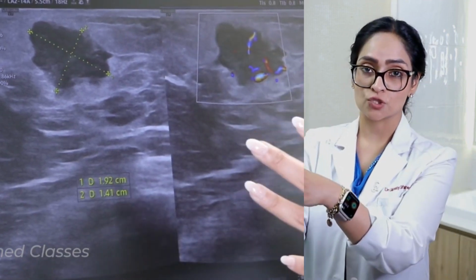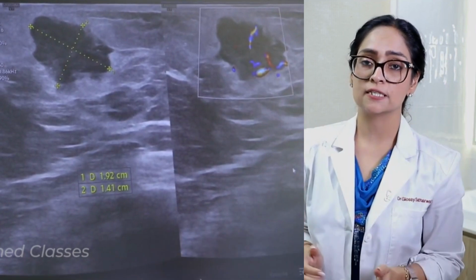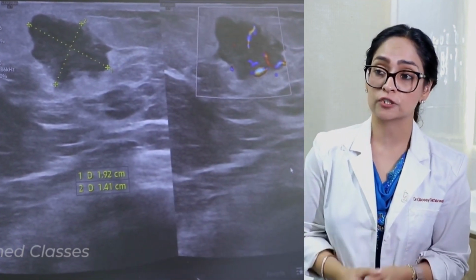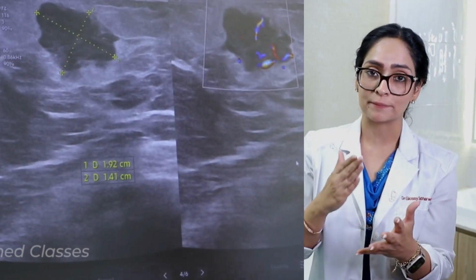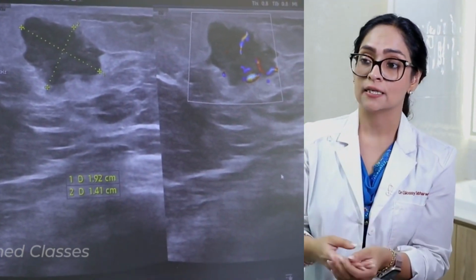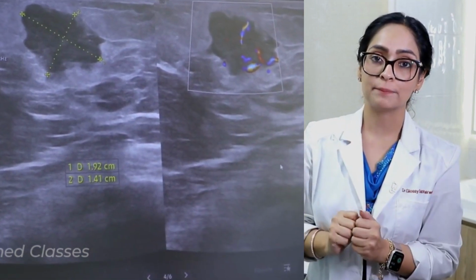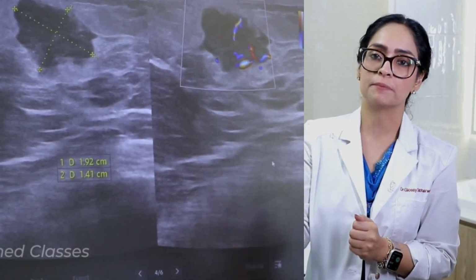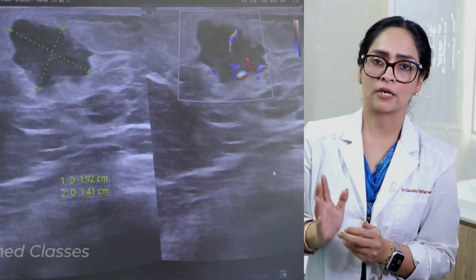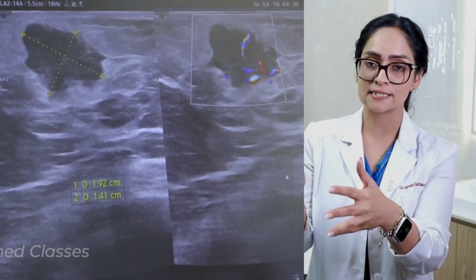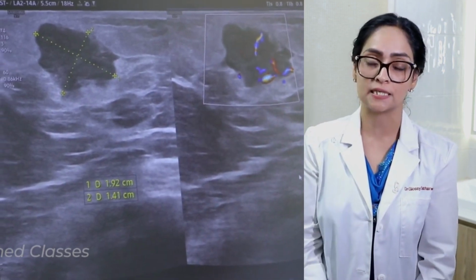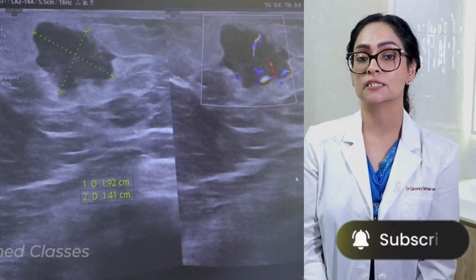To see such margins, we of course need a very good resolution machine. For this, you have to have proper zoom, and the time gain compensation has to be accurate. Then only you will be able to pick up the lesion. Otherwise, this can be missed as a fibroadenoma or an atypical fibroadenoma and given a pass. So in this case, we did a core biopsy and it turned out to be ductal carcinoma.